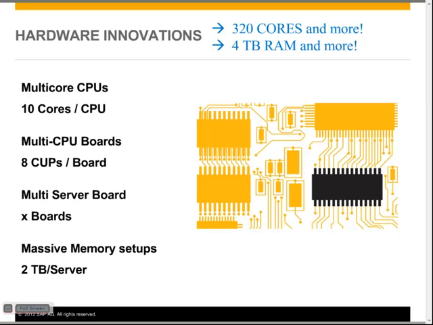We can now have, in a HANA box, multi-core CPUs. For example, 10 cores in a CPU. A core is the part of the CPU that performs actual instructions. We could have multi-CPU boards or blades, maybe 8 CPUs per board, multi-server boards. So big racks, we could have up to 320 cores and more with 4 terabytes of RAM and more.